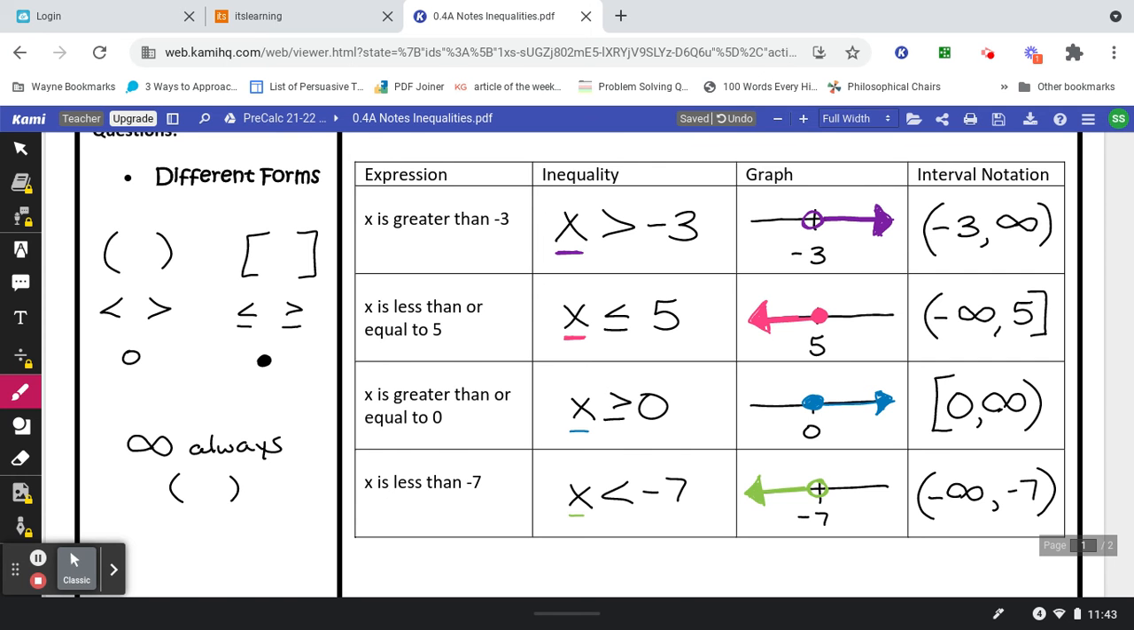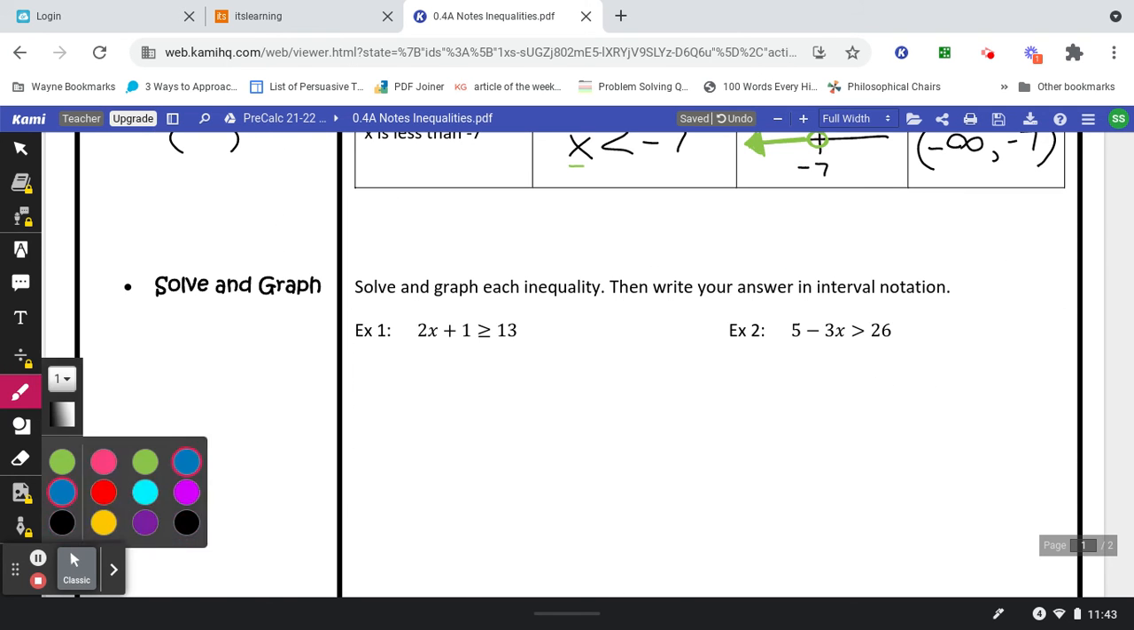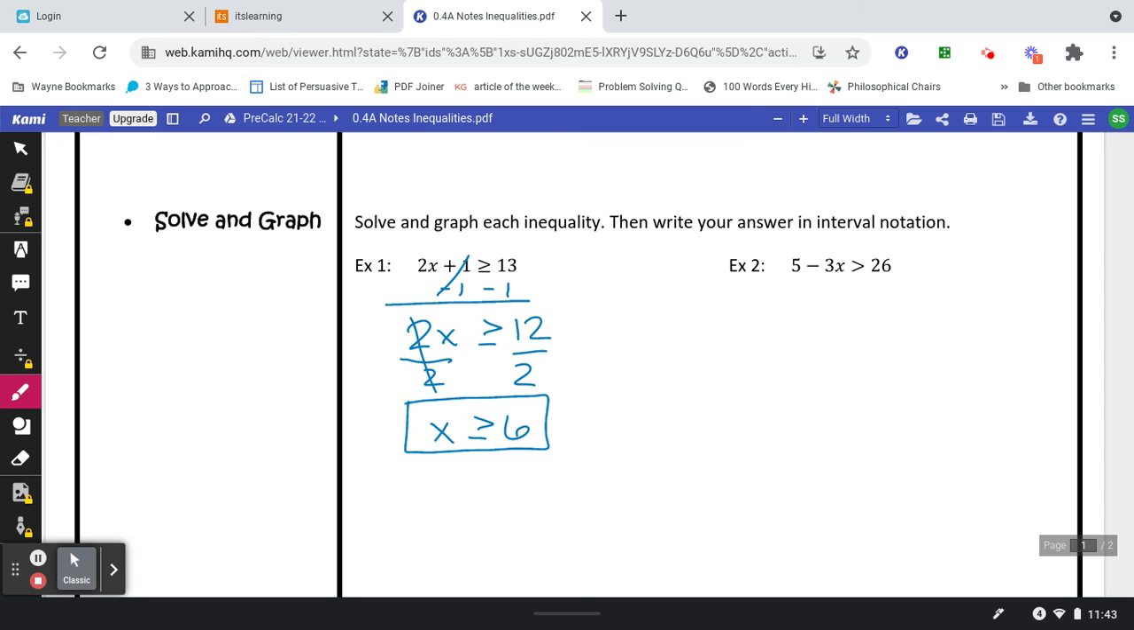All right. Now for the rest of these, this is just going to be a little bit more traditional solving and graphing. So let's try this first one. Solve and graph, and then write your answer in interval notation. So we'll be doing the same thing we did in the chart above. I'll subtract 1 from both sides. Divide by 2. And there's my inequality.